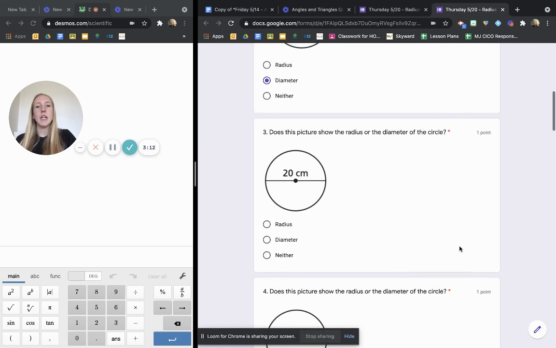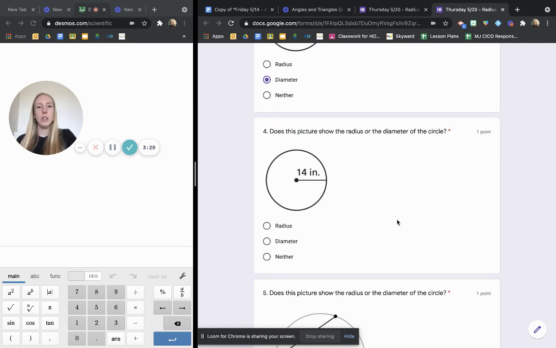Number 3, does this picture show the radius or the diameter? So again, it goes through the center and it goes all the way across the circle. That's the longer measurement. So the longer word, diameter, is what is shown here.